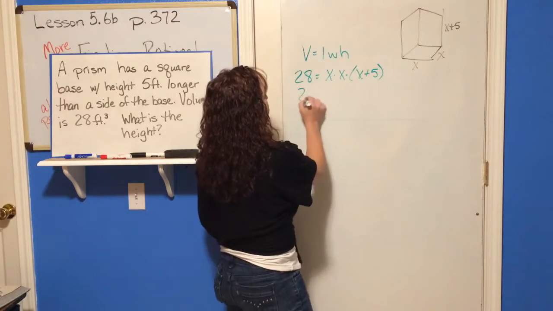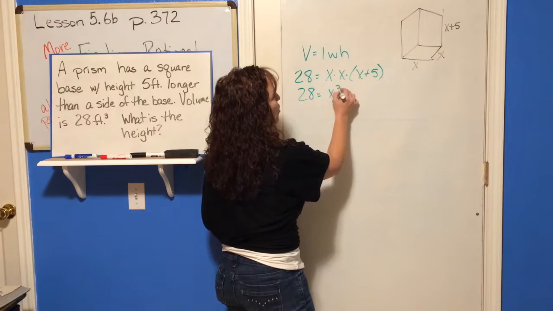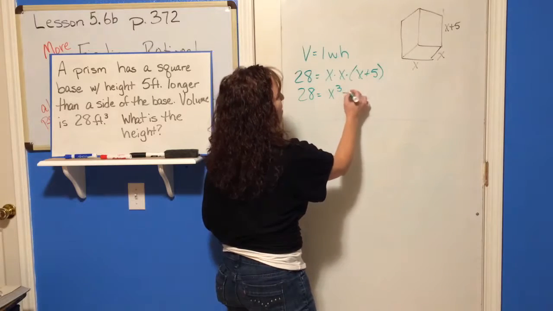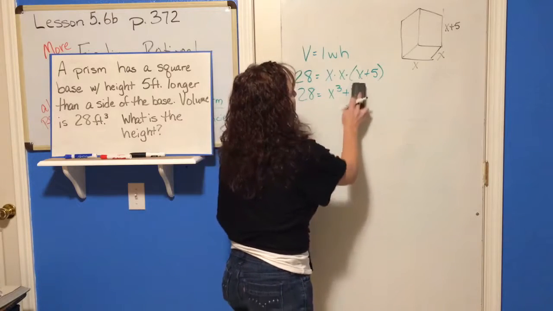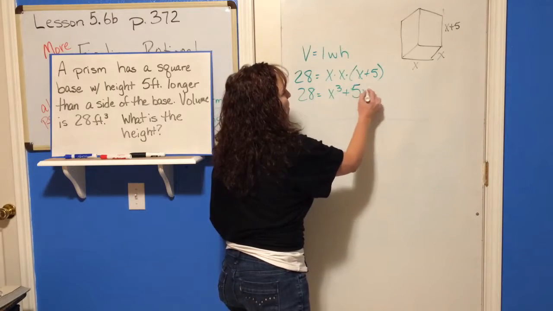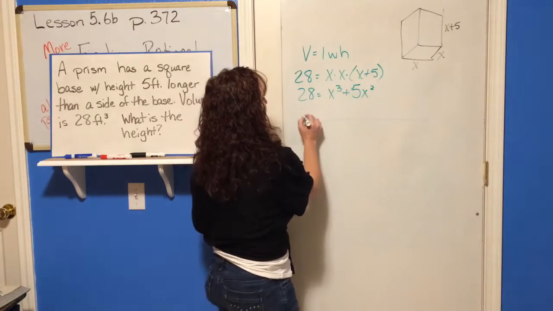So multiply it out. 28 equals x squared times x is x cubed. X squared times 5 is 5x squared. And then subtract the 28 to get it to the other side.